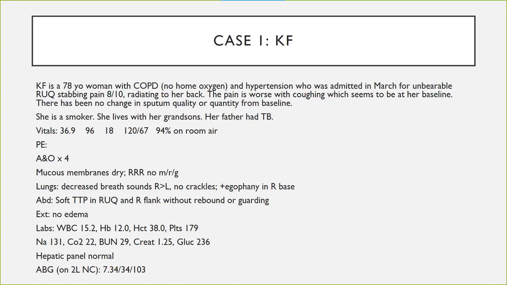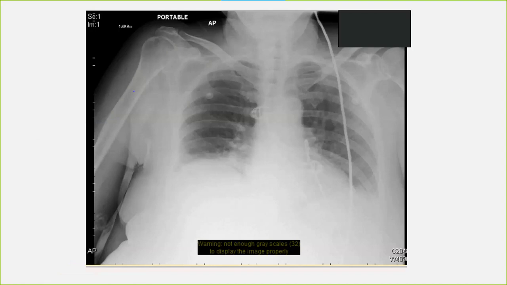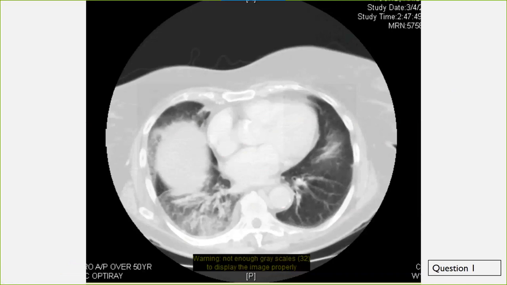And her ABG is shown there, and that was done on 2 liters of nasal cannula with a pH of 7.34, a PCO2 of 34, and an O2 of 103. This is her chest x-ray, and it was read as infiltrate on the right side and a possible right pleural effusion. And she had a CT scan in part to further evaluate the abdominal pain, and at the base of her right lung there was lobar consolidation.